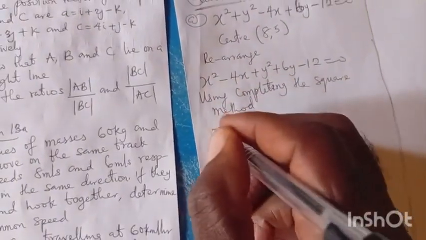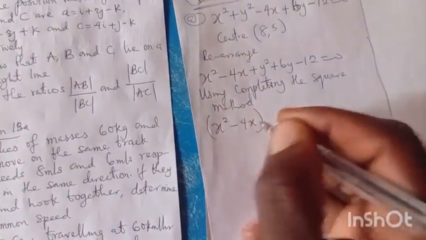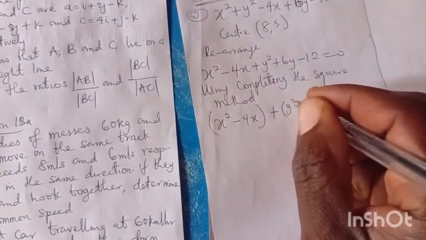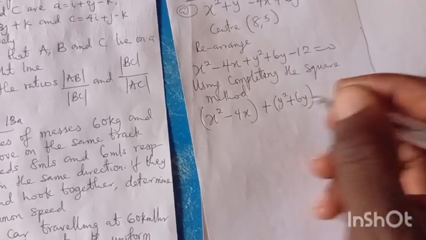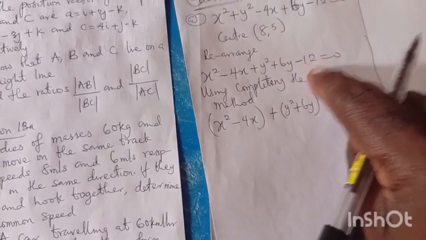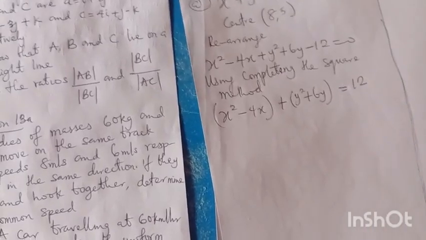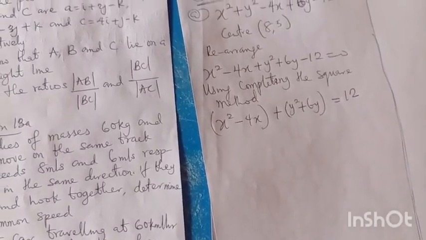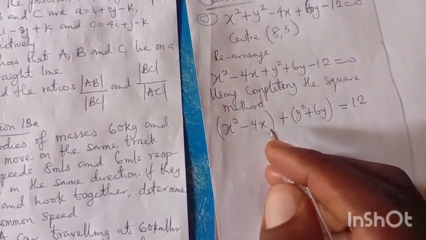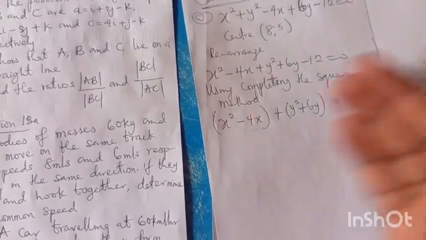You know that I will be having x squared minus 4x. I create a bracket. I also have what? y squared plus 6y, another bracket. You are there, equals to, now you know this minus 12 will come to this side and becomes 12. Yes. Now, in our completing the square method, our focus is on this x and y, the coefficient. They call it half of the coefficient of x. You now square it, you now add it to both sides.